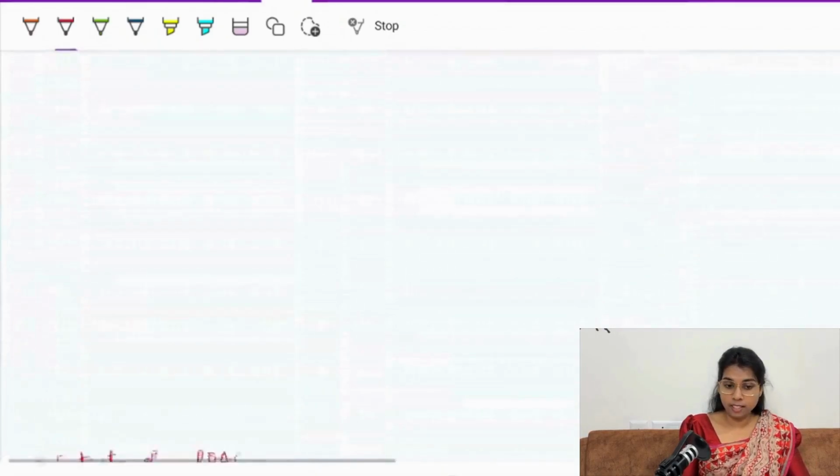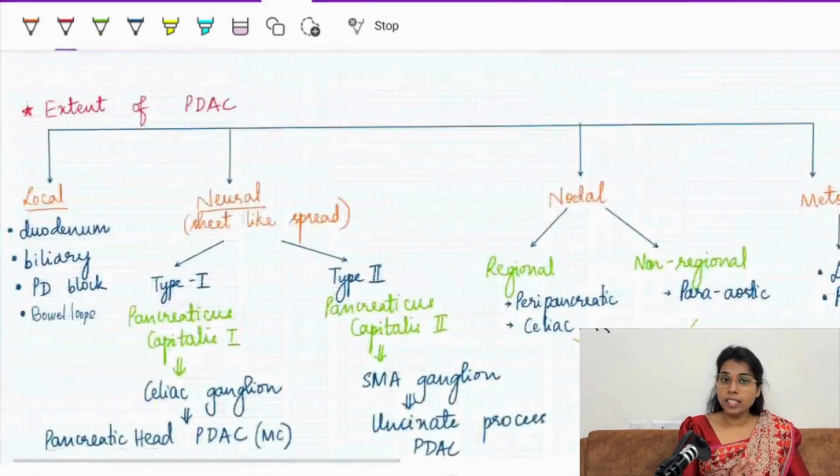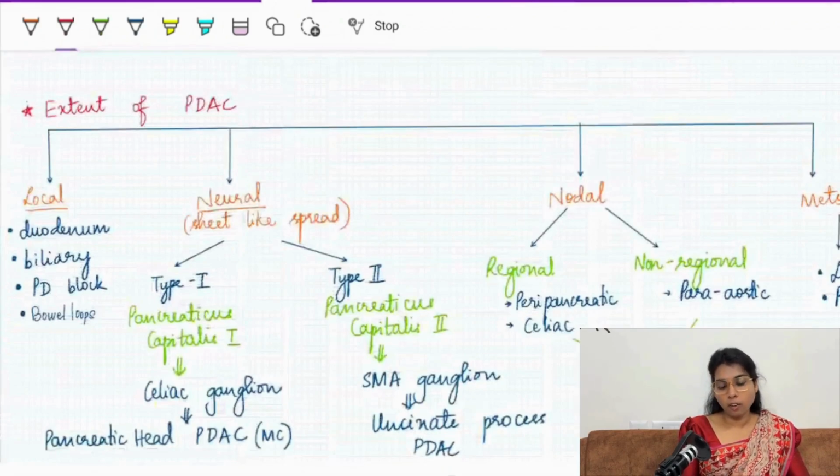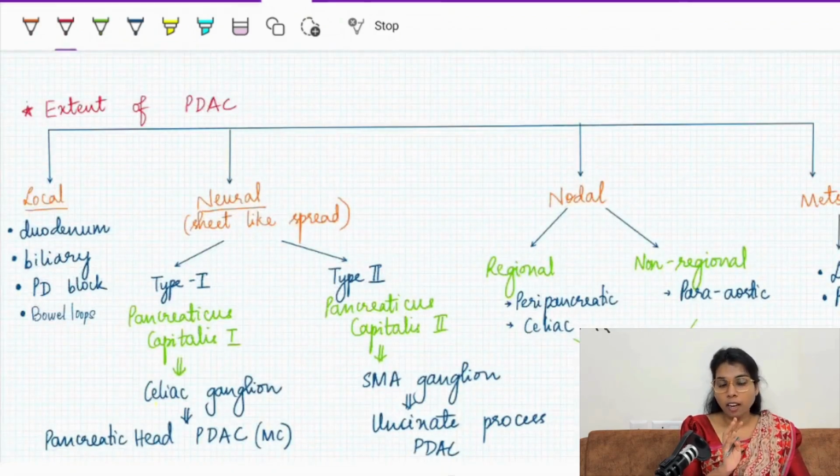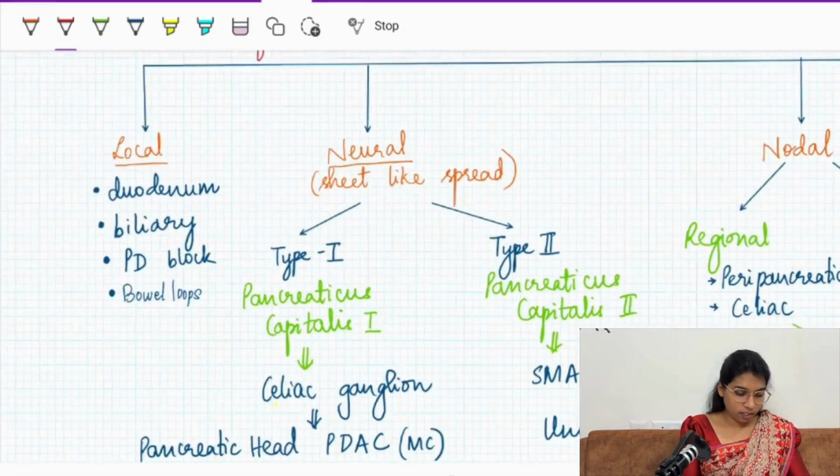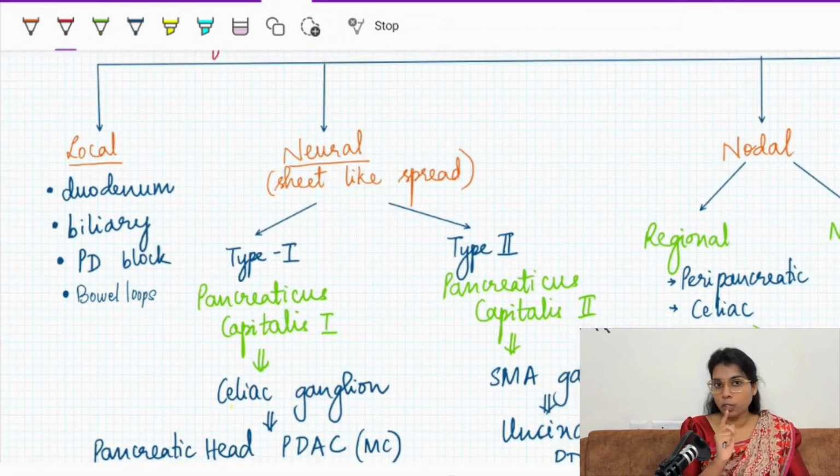We have to tell the surgeon what are the various relations and the extent of pancreatic ductal adenocarcinoma. There are 5 types of relations or extent you need to talk about. Starting with the local, the neural spread, the vascular relations, the nodal, as well as the mets. We'll start with local. Locally, you need to look at the duodenum, you need to look at the bowel loops. We already know we are looking at the pancreatic duct, we are looking at the common biliary ducts, that is the CBD.